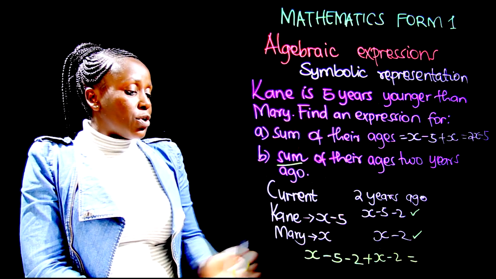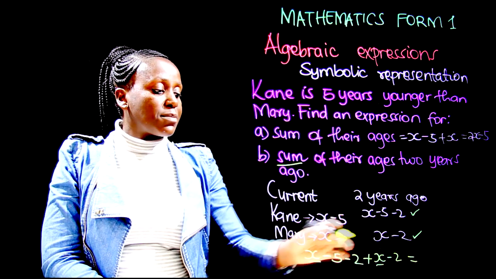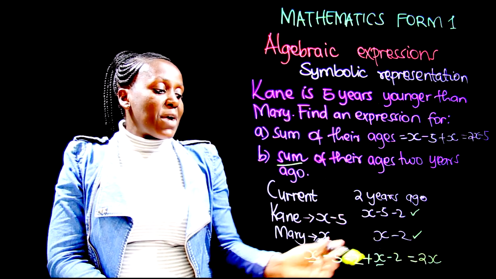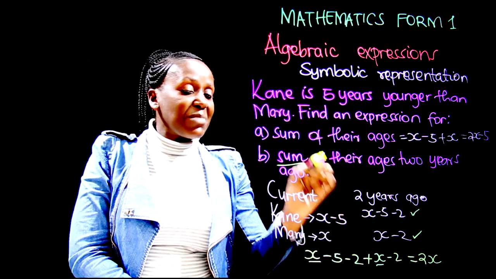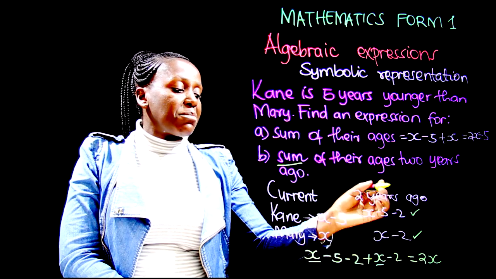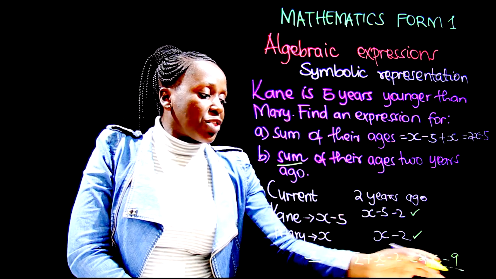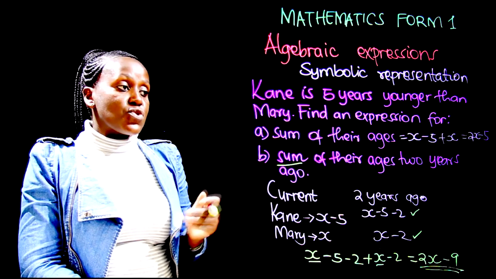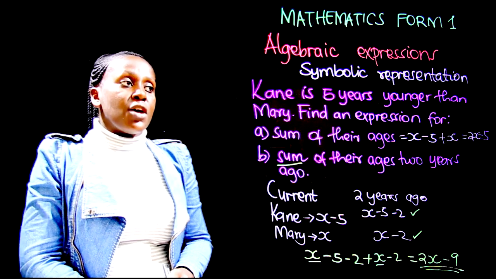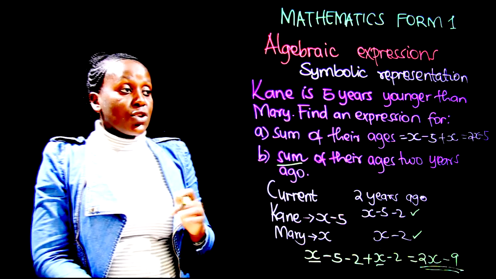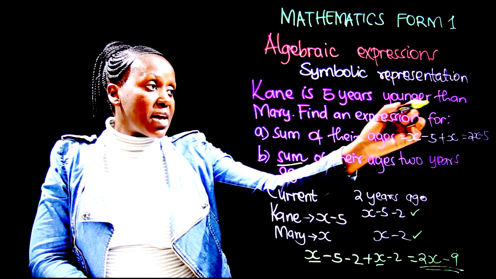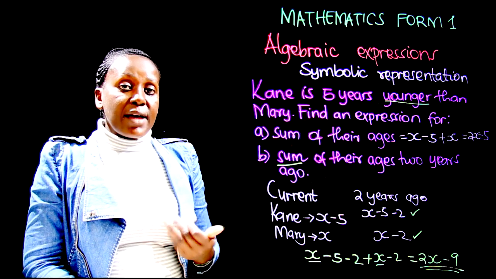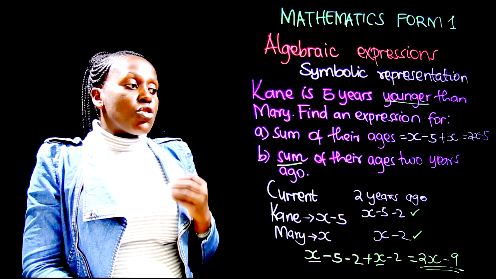Now this is equal to, we have X and X, X plus X is 2X, then negative 5 minus 2 minus 2. Negative 5 minus 2 is negative 7, negative 7 minus 2 is negative 9. So this is the sum of their ages, or was the sum of their ages 2 years ago. Now, you can see that in this question, the word that had been used was younger, okay? So words like younger can be used, words like older, greater than, less than, those words can be used.